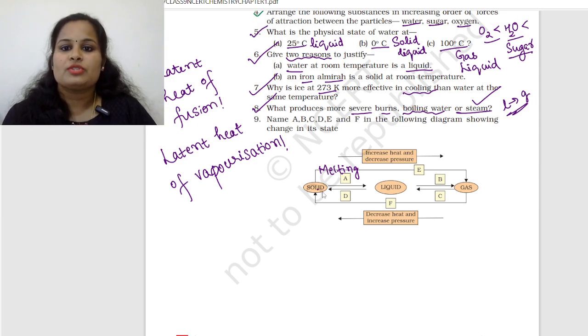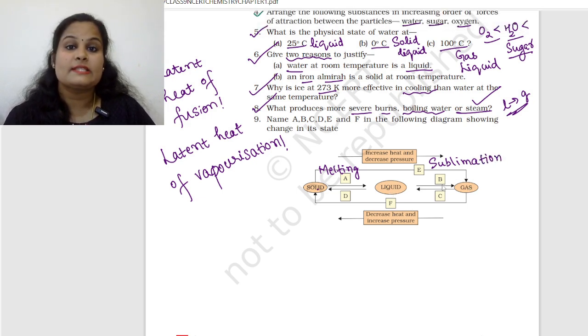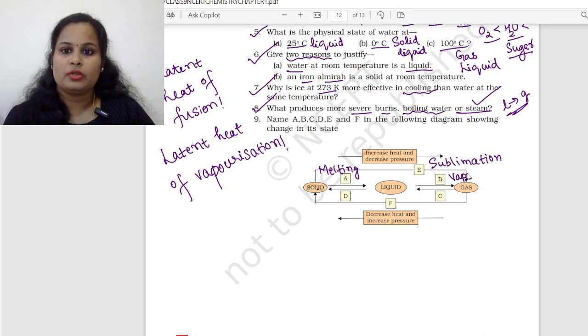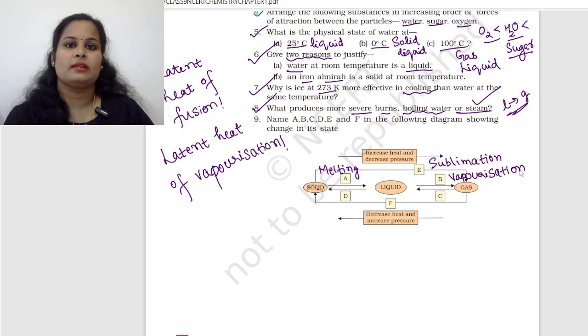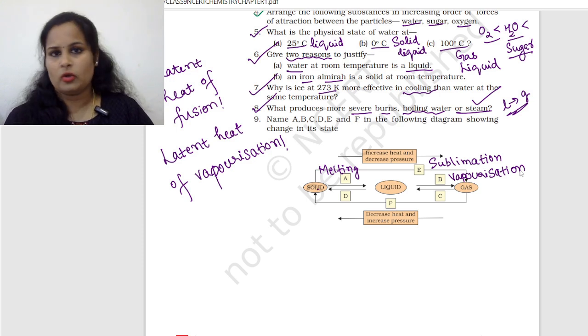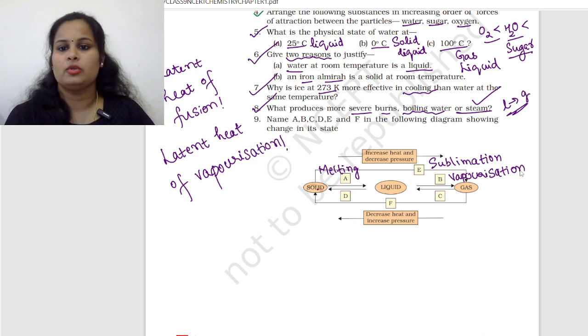Okay, now solid, which is directly getting converted into gas, this is E. Sublimation. And liquid getting converted to gas, that is B. You can simply write vaporization. So in vaporization, it can happen with the help of boiling as well as evaporation. At the boiling point, boiling happens. At any point below the boiling point at normal temperature, evaporation can happen. So either you can write evaporation or just vaporization. Okay, no issues, both are correct.